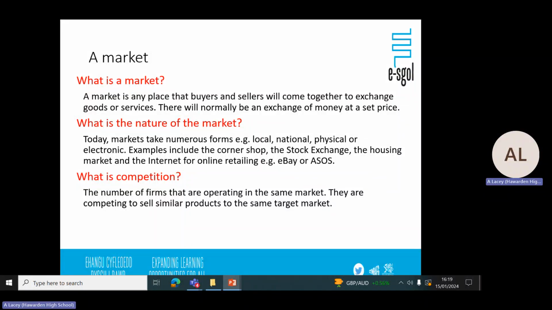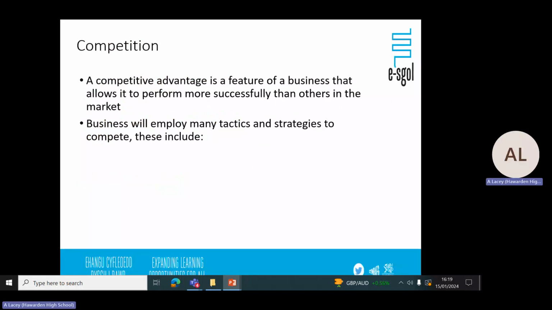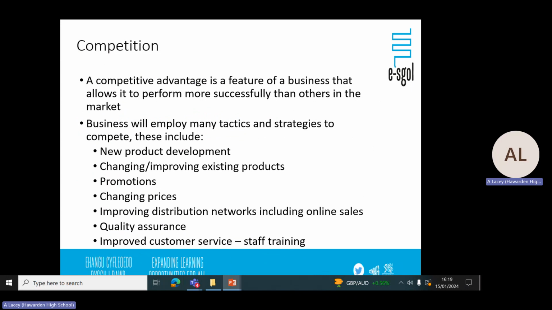And then what competition is. This is where the number of firms operating in the same market are competing to sell similar products to the same target market. So that's what we call competition. We're looking at competition to start with. And basically, competitive advantage is a feature of a business that allows it to perform more successfully than others in the market.